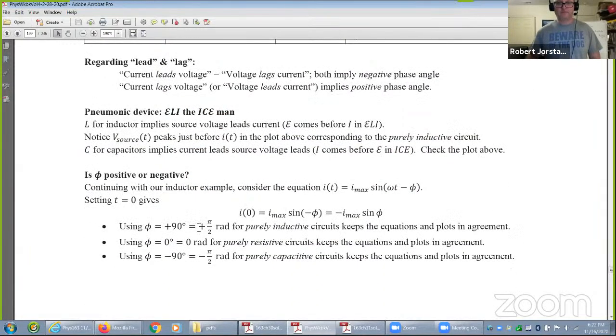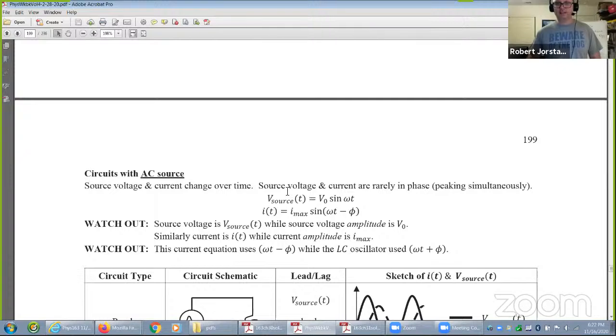Now, phase angles. Let me go back up to our master equation here. It turns out this is the source voltage, and usually the other thing we care about in this type of circuit is what is the current. Now look carefully here. This is source voltage. This is source voltage amplitude. This is current. This is current amplitude. And notice there's a phase angle introduced. It turns out the source voltage and the current are not always in phase. Let me prove that to you.